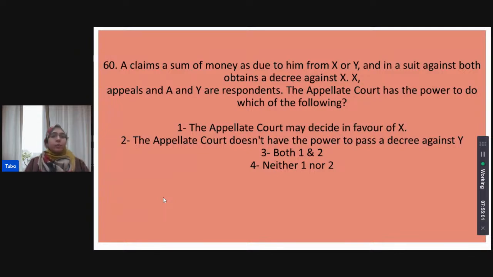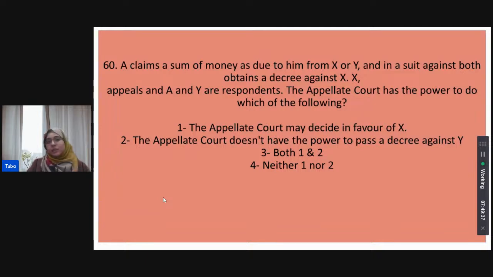A claims a sum of money as due to him from X or Y, and in a suit against both obtains a decree against X only. X appeals and A and Y are respondents. The appellate court has the power to do which of the following? The appellate court may decide in favor of X, or the appellate court does not have the power to pass a decree against Y, or both 1 and 2 are correct, or neither 1 nor 2 is correct? What is the correct option here?